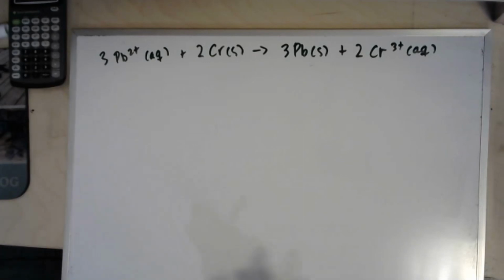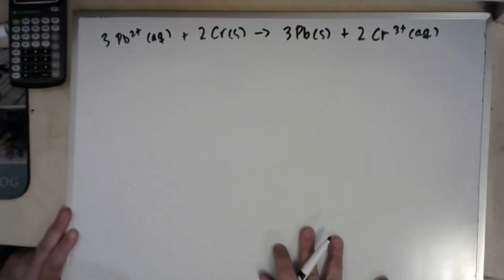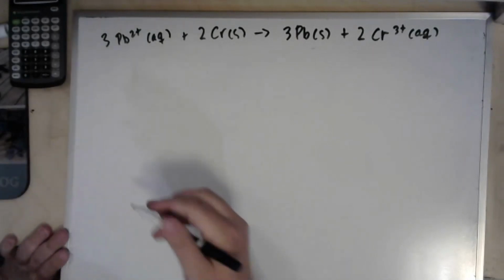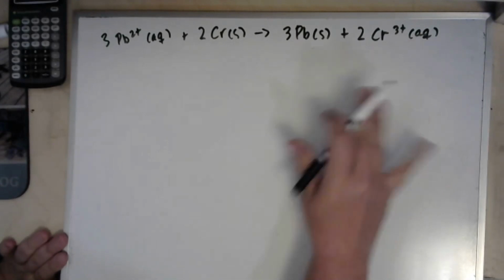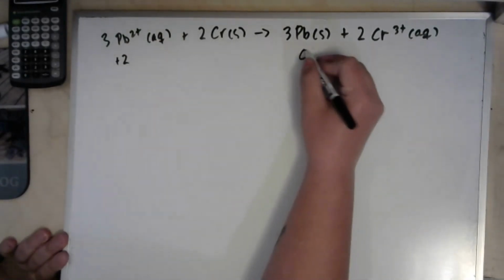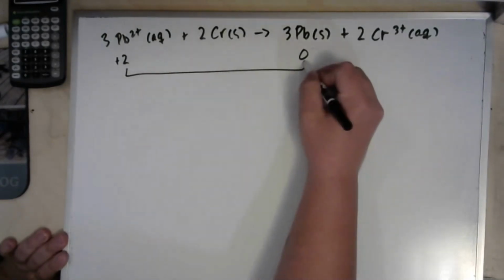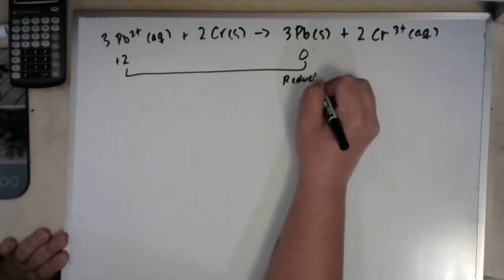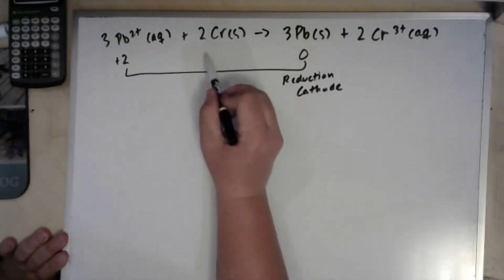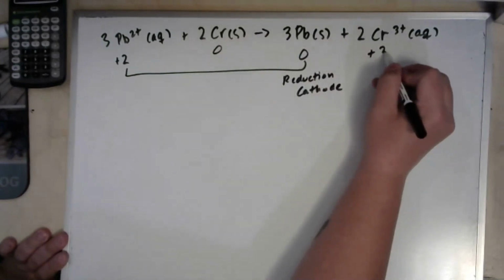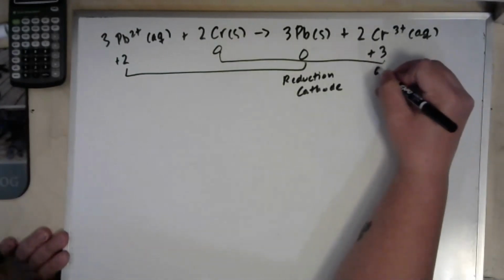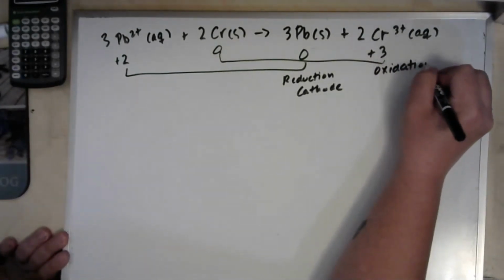Okay, so this is the reaction we're going to look at now. Again, we can figure out where oxidation and reduction is happening pretty easily by looking at the balanced equation. We have a +2 oxidation state on the lead here and a 0 here. That's going to be reduction, so this is going to be our cathode. The chromium goes from a 0 to a +3. So that's going to be oxidation at your anode.